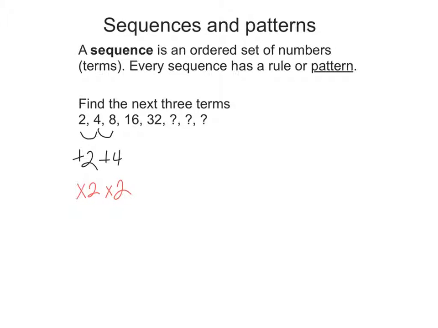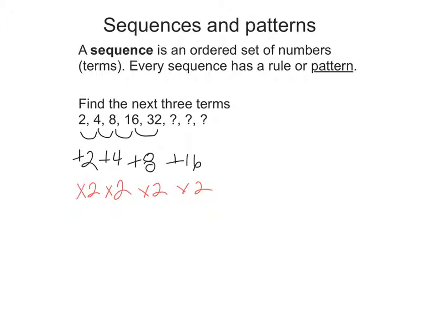Let's continue to my next set of numbers. I can make a bridge between 8 and 16. I can think of it as adding 8 or I can think of it as multiplying by 2. My last connection between 16 and 32, I can think of this as adding 16, or I can think of this as multiplying by 2. Well, now I have to figure out what the next three numbers are.